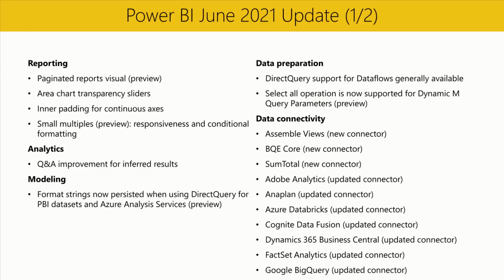Next, continuing our work on the Small Multiples preview feature, we're introducing two new updates this month. First, we've enabled support for the responsive toggle in the General card of the Formatting pane. And second, we've added conditional formatting to small multiple titles and background colors. Ren will show us a demo of these additions.